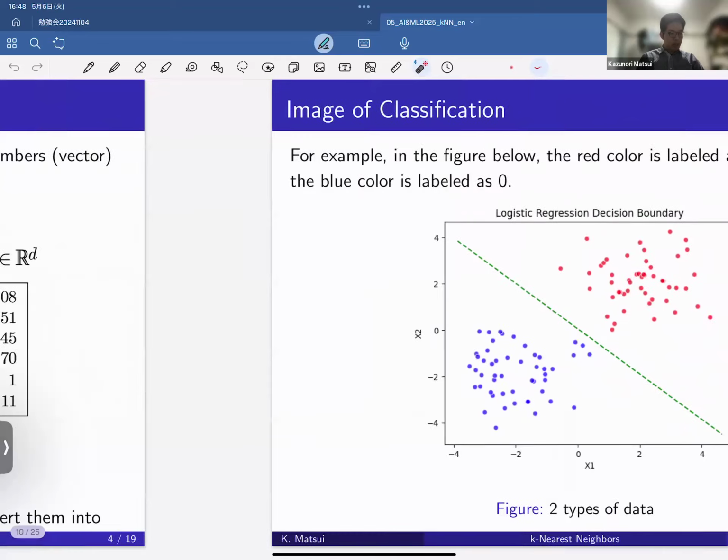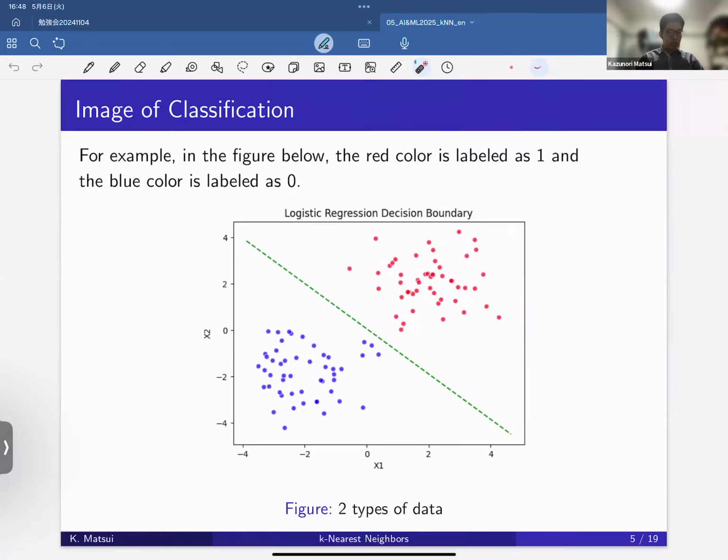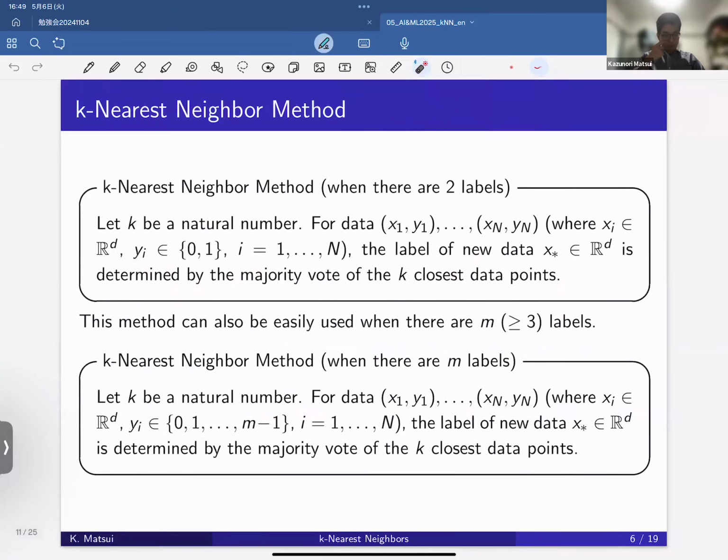Since such high dimensional data is difficult to handle, let's consider it in a very low dimension, such as two-dimensional data. Let's say the data is distributed as shown here, with red data and blue data. In this area, we want to be able to classify them effectively.